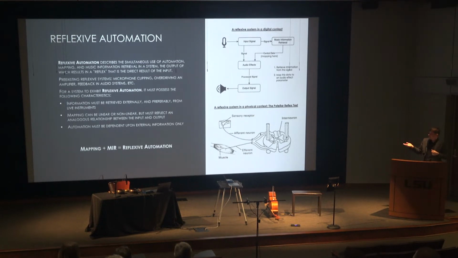And then finally, automation must be dependent upon external information only. For a system to be fully reflexive, autonomous, automatic, and involuntary, once the system is set up, as the digital system is shown on the top, it should be able to run as is without any supervision from a governing body. So what you'll see tonight in these two performances is just instruments and microphones, and no control over the way the electronics sound other than by the sounds of the instruments themselves.